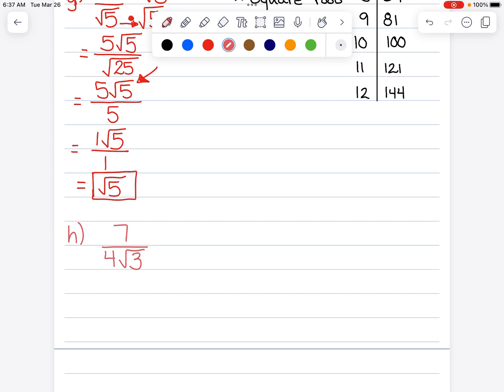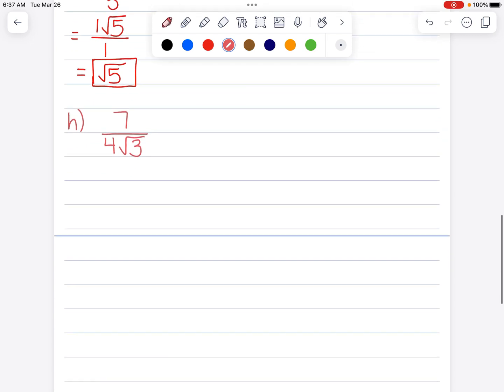So first thing on this one I notice is there's a square root in the denominator. Can't leave that there. So I multiply both the top and the bottom by the square root that was in the denominator. That is the square root of 3. You don't need to multiply by the 4. The 4 is not a problem. If you do multiply by 4 square roots of 3, it'll work out the same. You're just going to have a lot more simplifying to do.